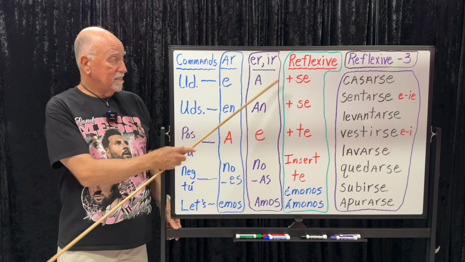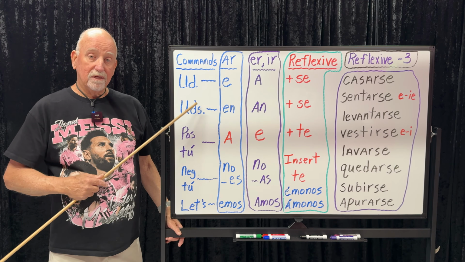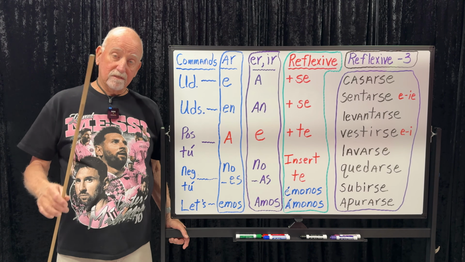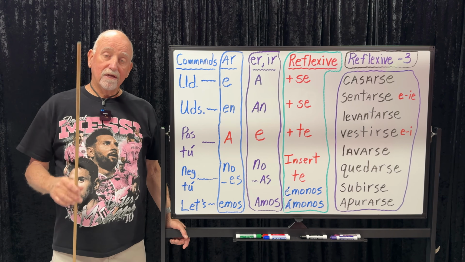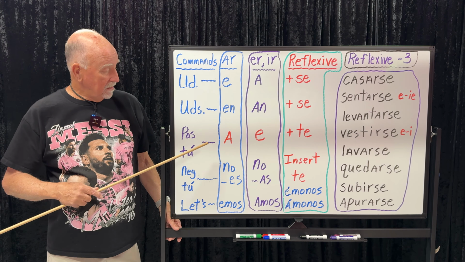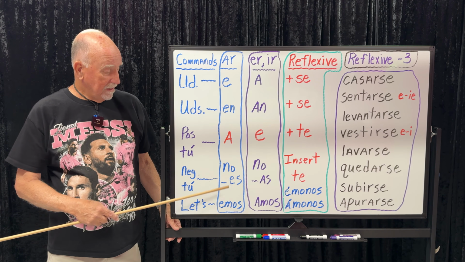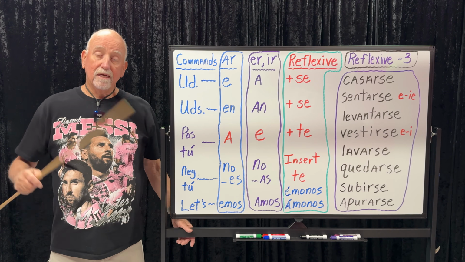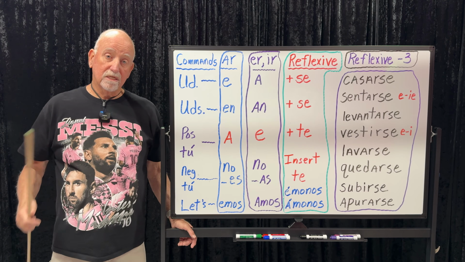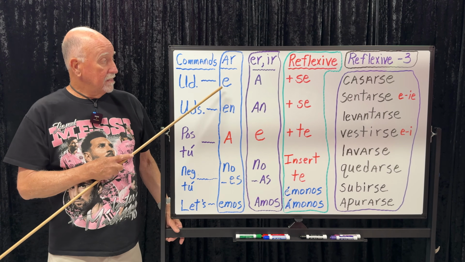If you want to say don't sit down, it would be no se siente. Don't sit down to a group would be no se sienten. Remember, object pronouns, reflexive pronouns go in front of negative commands, right? So if you want to say don't sit down to your friend, no te sientes. And let's not sit down would be no nos sentemos, and we go back to sentemos with the S. No nos sentemos.